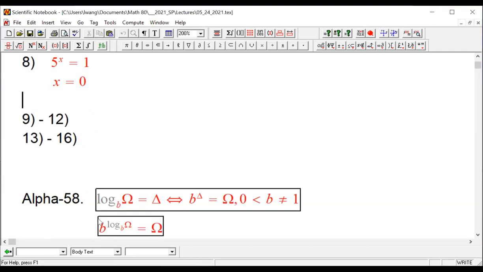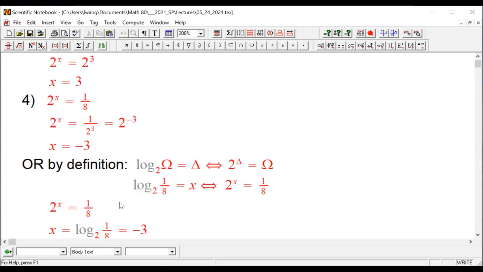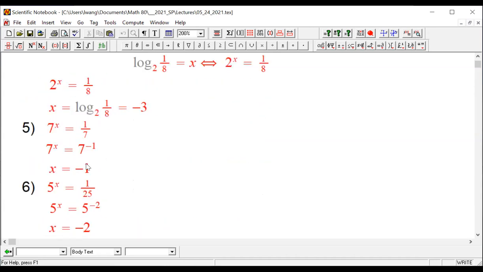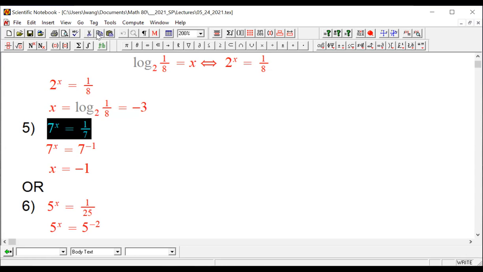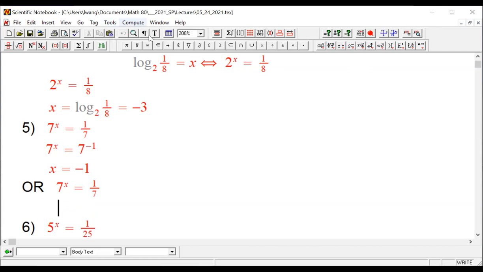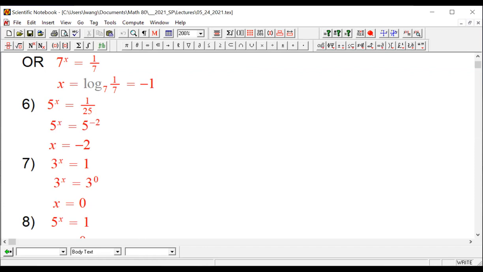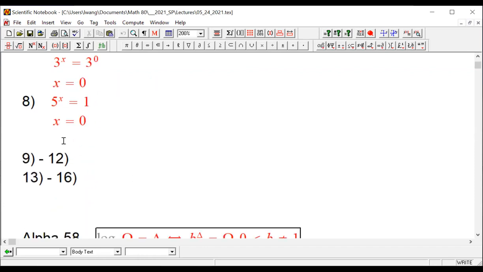And all of these we can also solve using definition. For example, from 7 to the power x equals 1 over 7, we can use definition. Now the base is 7, so x equals log base 7 of 1 over 7, and that of course equals -1. I'm going to skip those for each of these and let's look at number 9 through number 12.